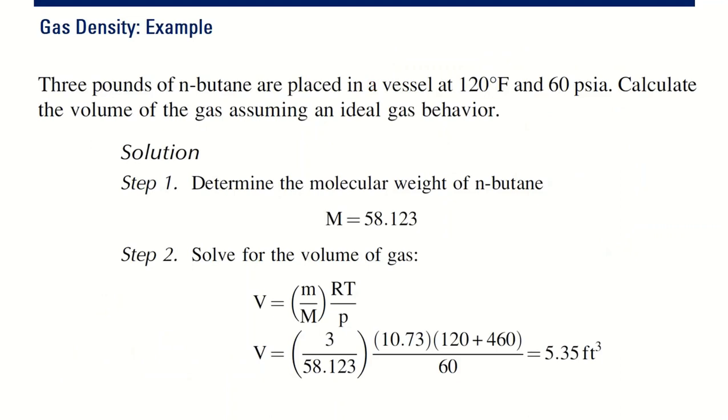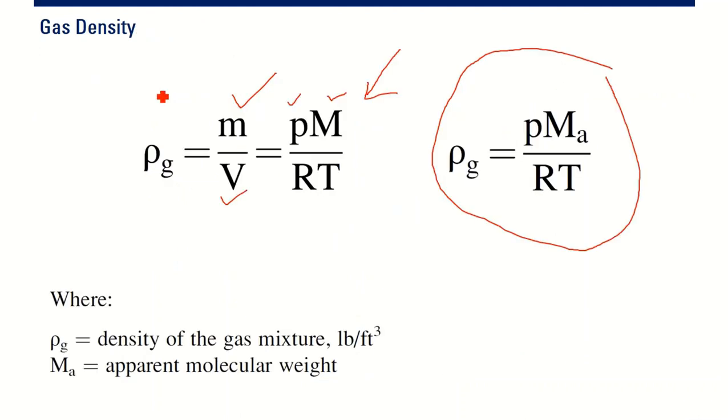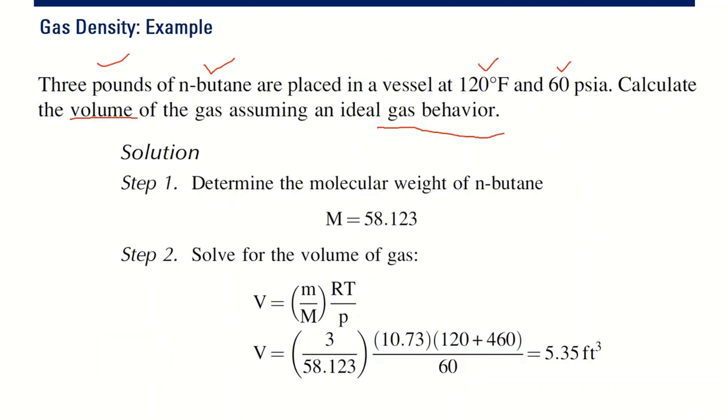This is for example, if you have 3 pounds of the component n-butane, and then we have temperature 120, pressure 60, and then we calculate the volume, assuming this is ideal gas behavior. If you have ideal gas, then you can use this equation. Very easy. You need to check n-butane, what is the molecular weight. The M is 58.123.